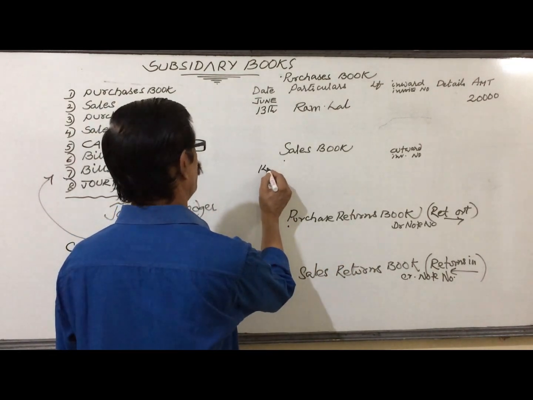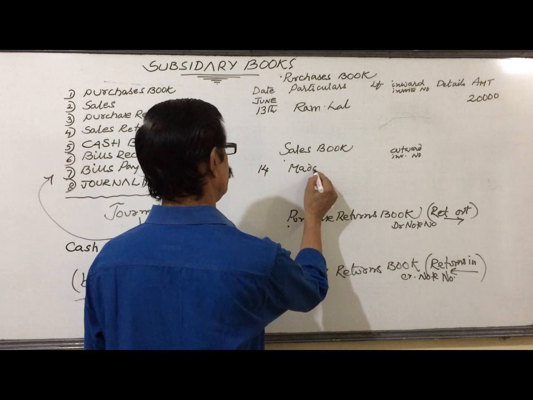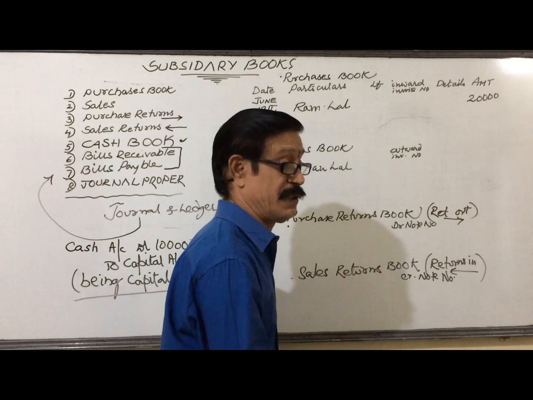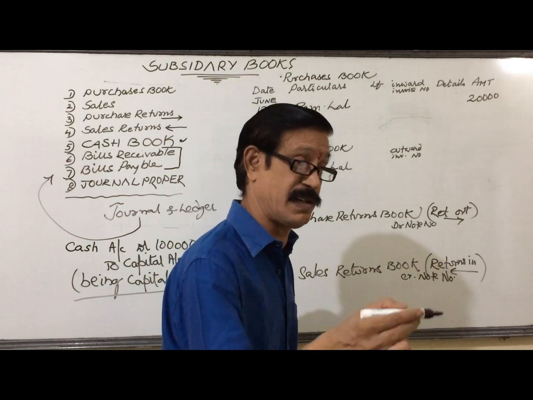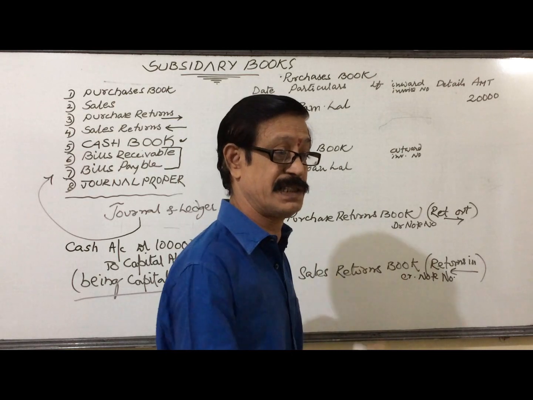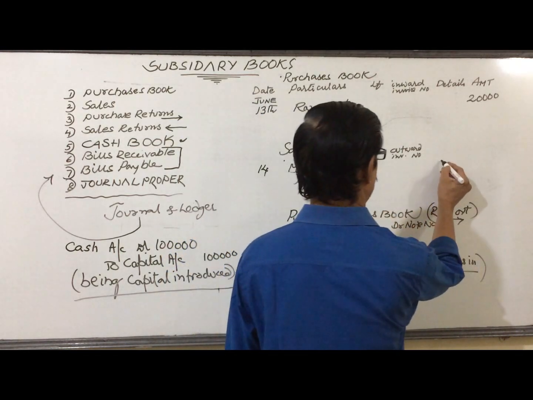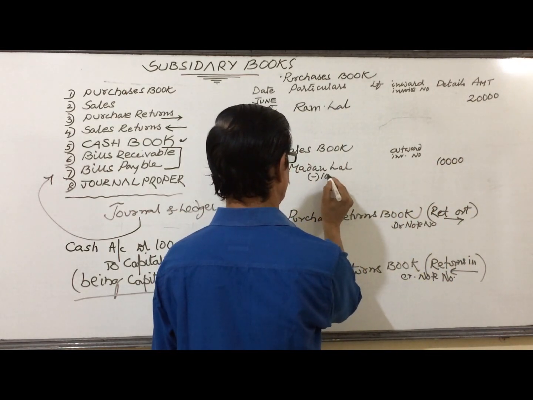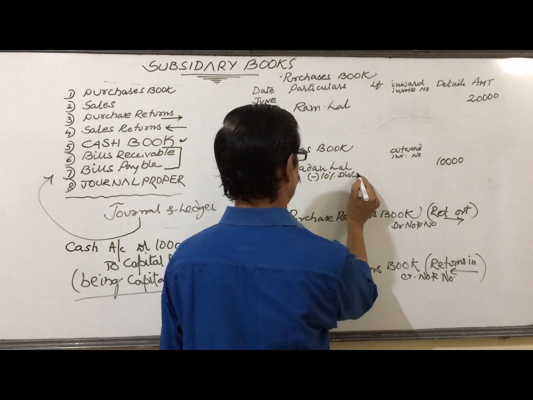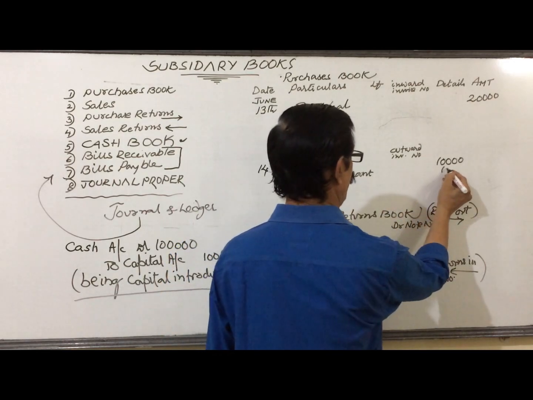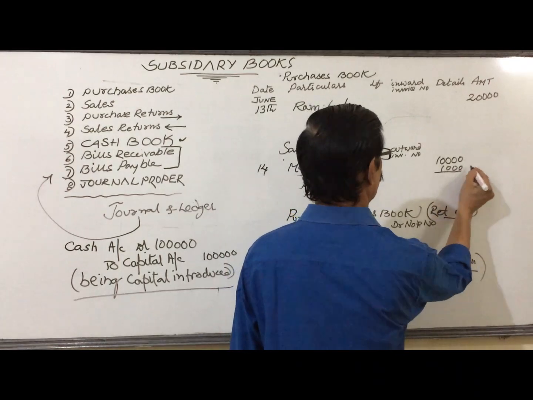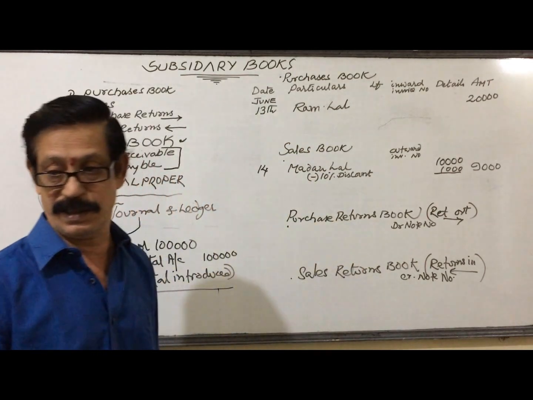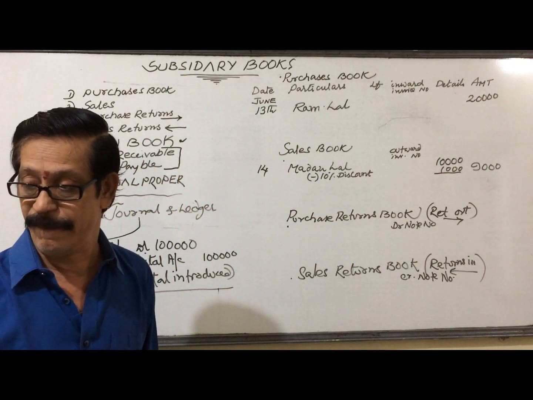Understand? Next, suppose we sold goods to mother-in-law. Date 14, for example, mother-in-law. We sold 10,000 worth of goods at 10% discount, for example. 10,000 cost of goods we sold, minus 10% discount, that is equal to 1,000. The net amount you can take in the outer column, that is in the amount column, that is 9,000. Well, dear students, once again, understanding or not?